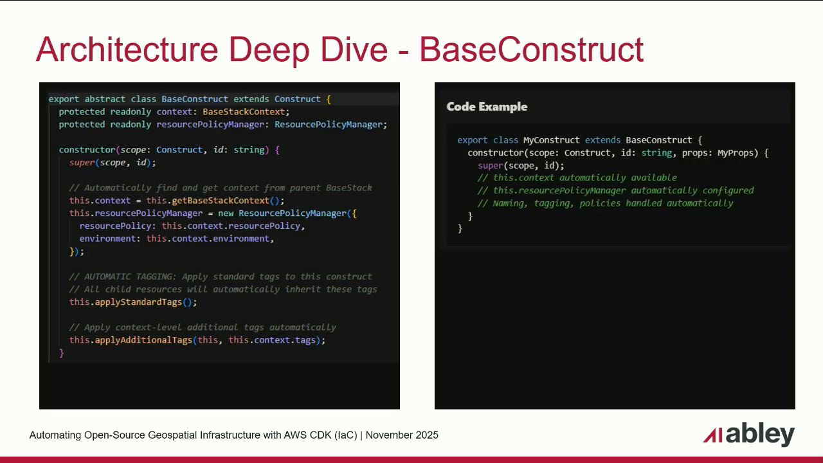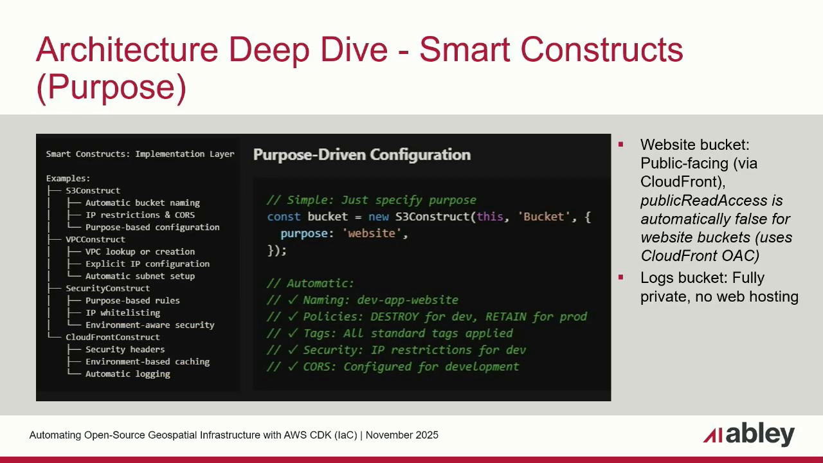Second level is base construct. Similar design, similar concept. It comes with automatic naming and tagging because of the context. Context goes through the tree on the base stack and gets all the naming conventions, tags, and context automatically. You don't have to specify that.